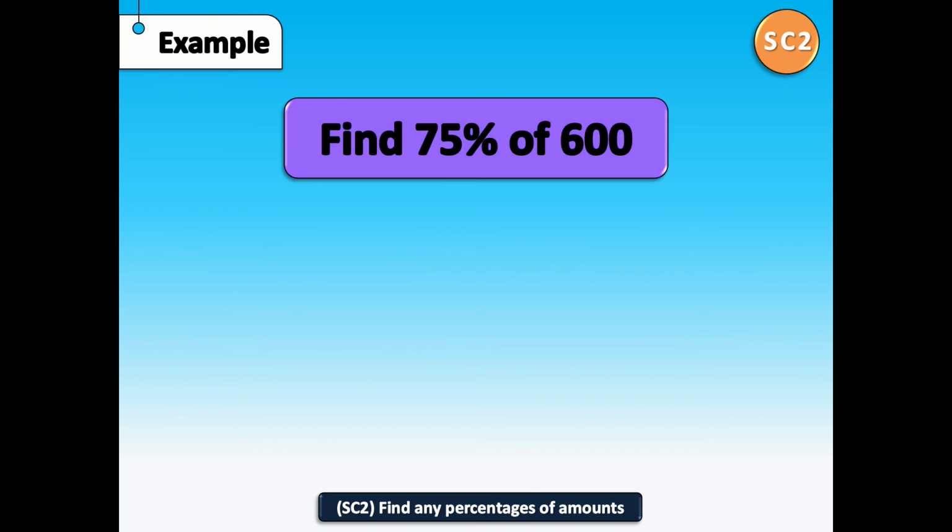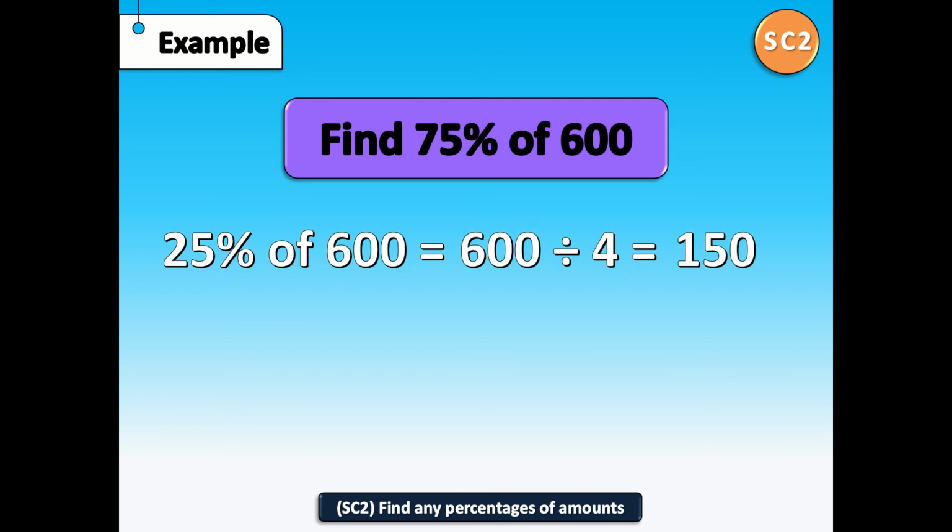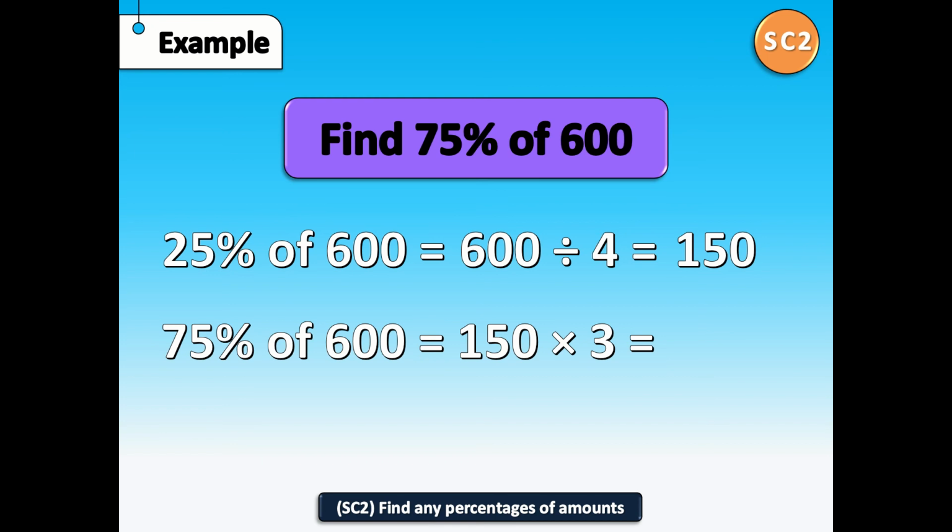If I want to find 75% of 600, well, 25% of 600 will be 150. So 75% of 600 will be 3 lots of 25%, which is 450.